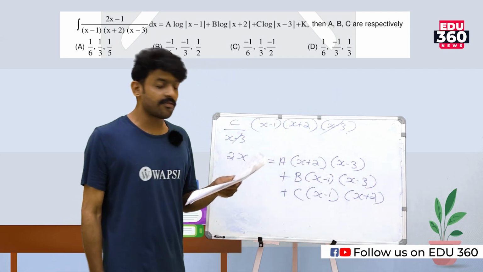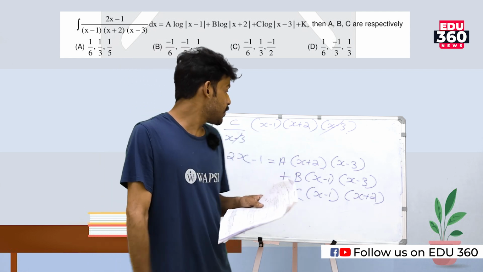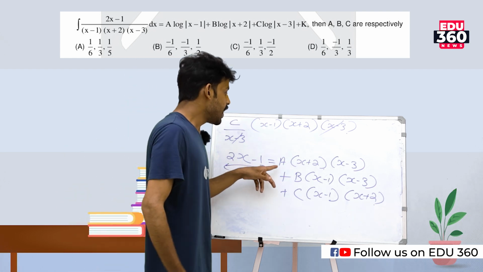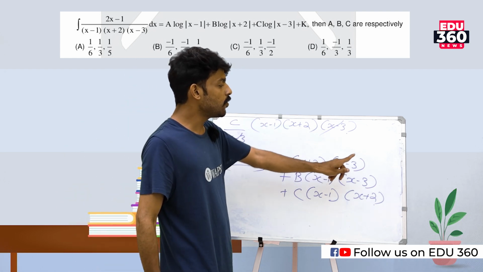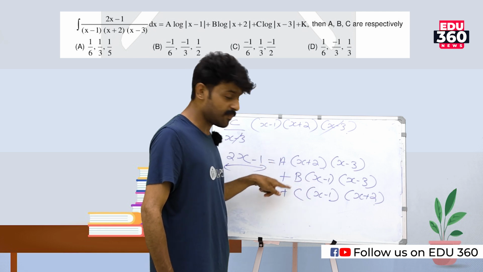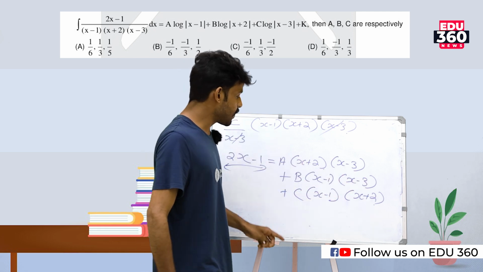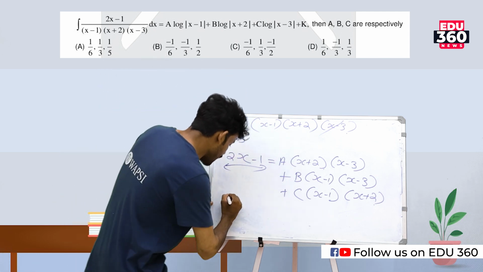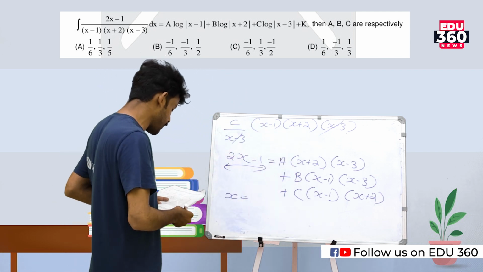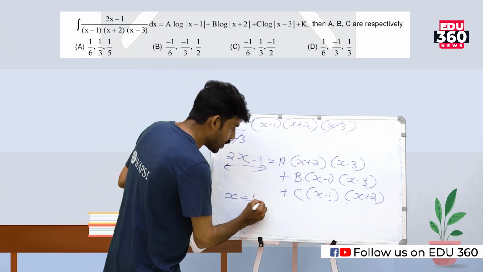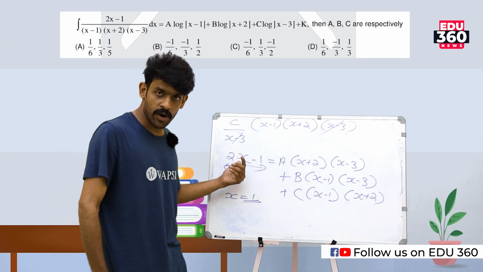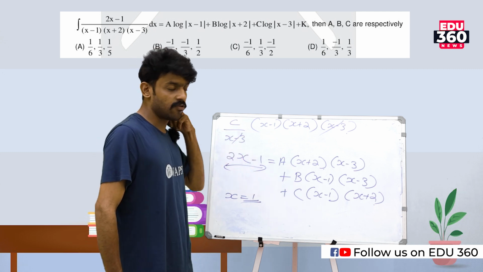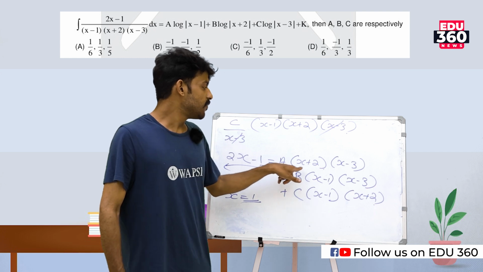In the question they are asking us to find the value of a, b, c. So how can we find the value of a, b, c? Just look here. This is the LHS, 2x minus 1, and here a into x plus 2 into x minus 3 plus b into x minus 1 into x minus 3 plus c into x minus 1 into x plus 2. First of all, I am going to substitute x equal to 1. While substituting x equal to 1, the left hand side becomes 2 into 1, that is 2, 2 minus 1 is equal to, just look here.